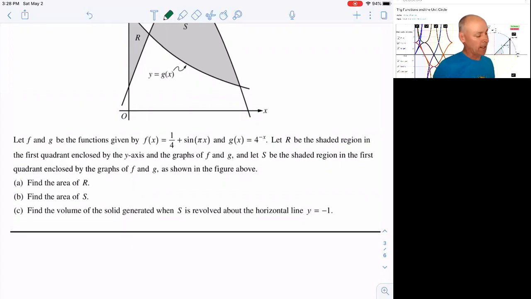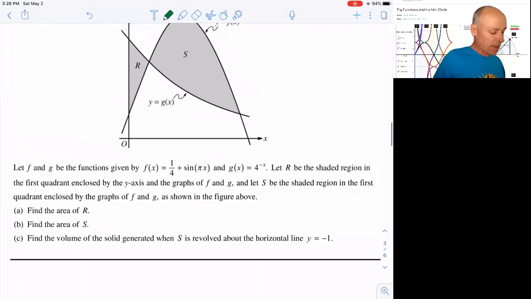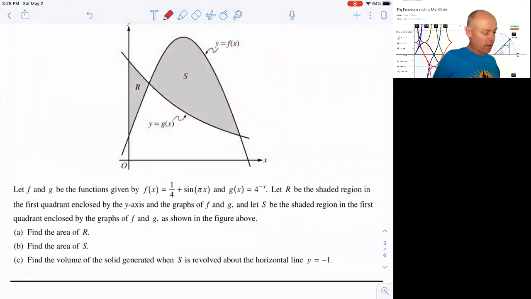Okay. So part A, I want to find the area of R. Part B, I want to find the area of S. And then part C, we're changing gears. We're going to find the volume of the solid that's generated when region S is revolved about the horizontal line y equals negative 1. Okay?